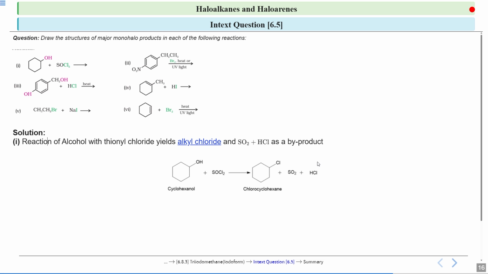So HCl and SO2 will be your byproducts, and your major product will be the alkyl chloride, that is chlorocyclohexane, which is a monohalo product. Right?